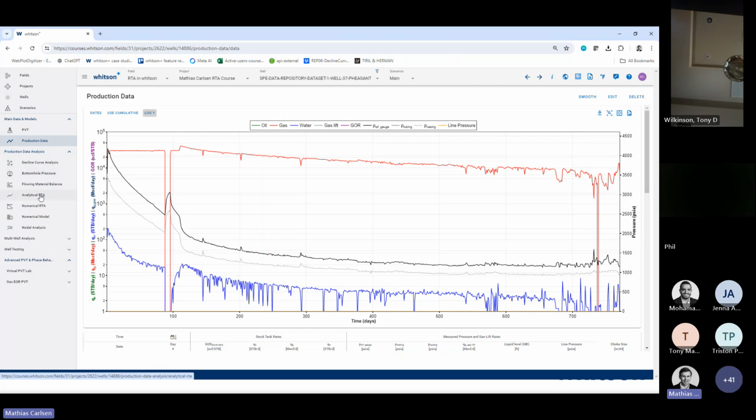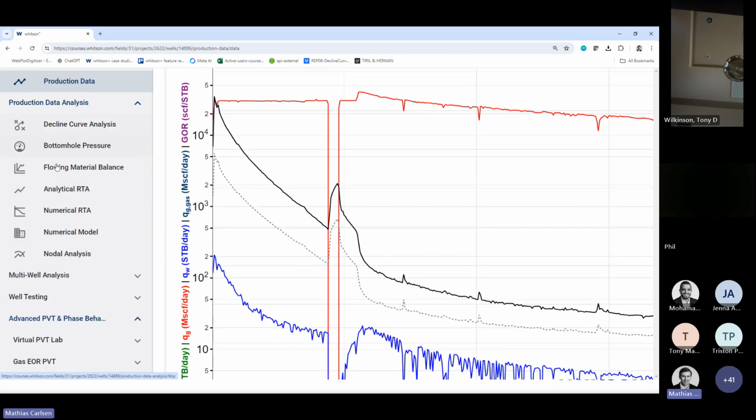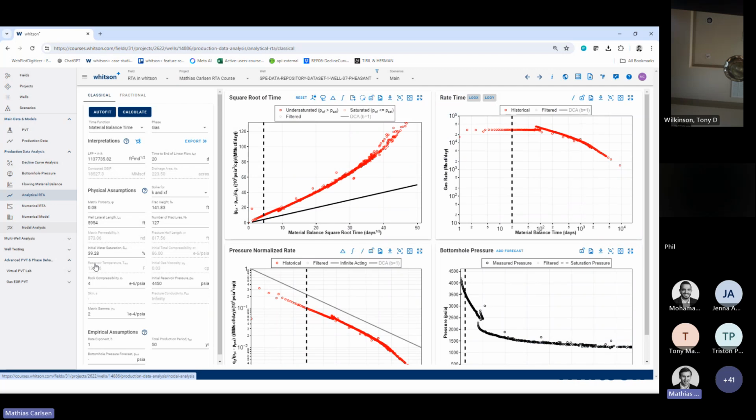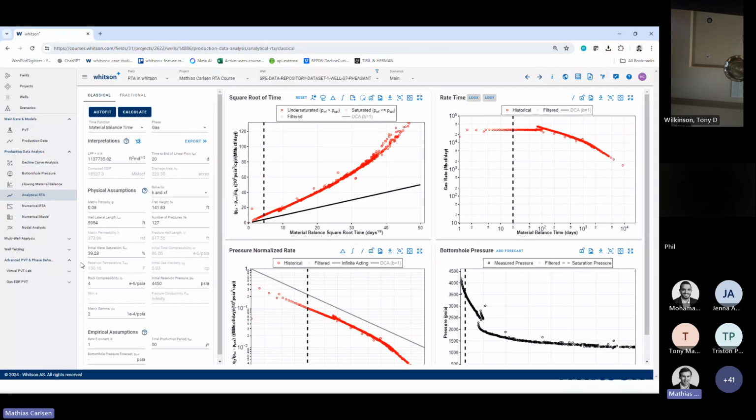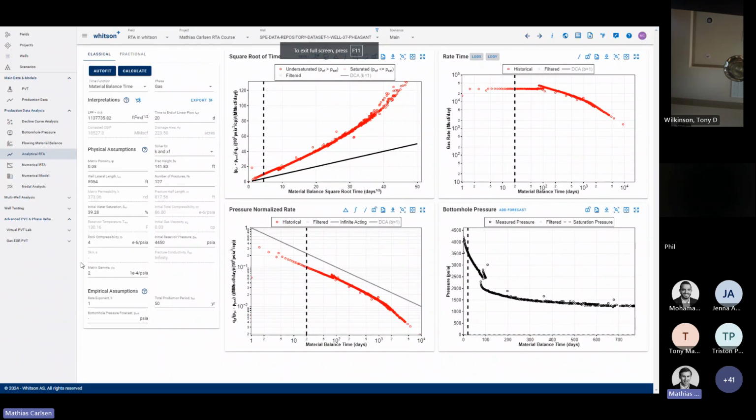Once we're done here, we don't have to do any of the stuff above, and that's for another course. If we went in-house and did the whole Whitson Plus starting course, we would go through all of these. But we're going to focus on these two guys today, analytical and numerical RTA. So we're going to go to analytical RTA and open up this interface. If you don't know this trick, it's helpful: press F11, and it just maximizes the whole screen. If you like to do that, you can do that.